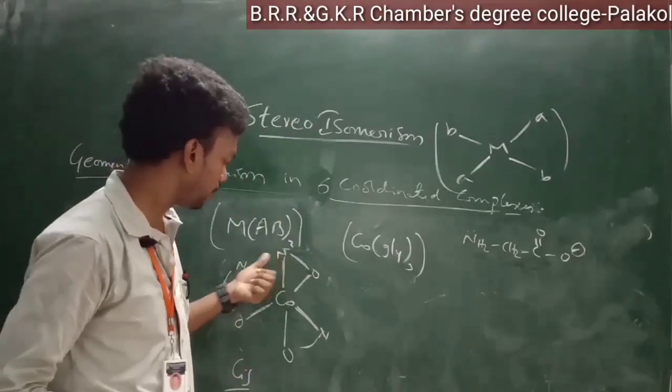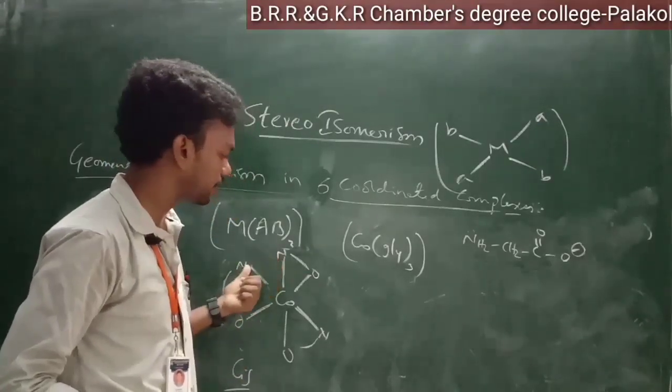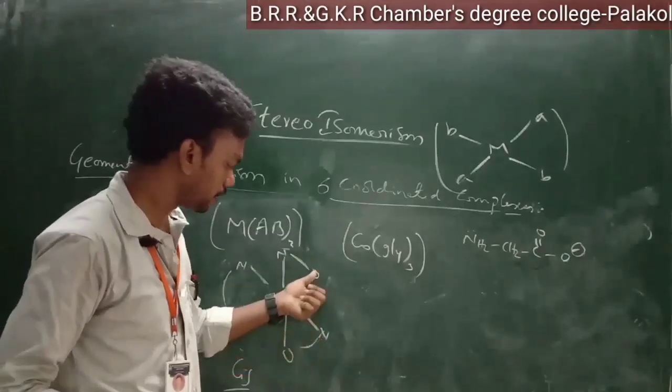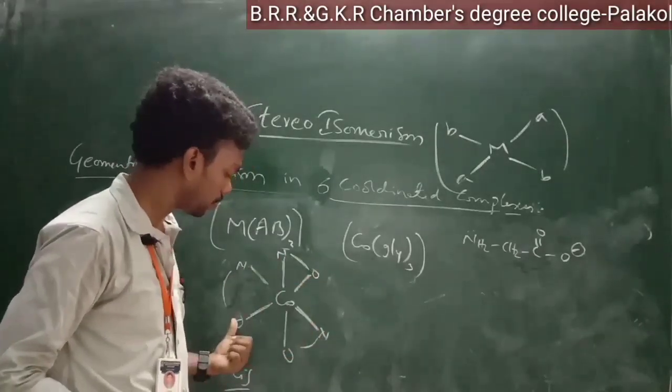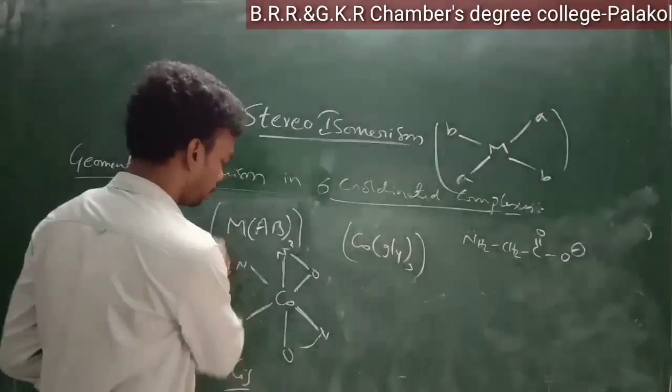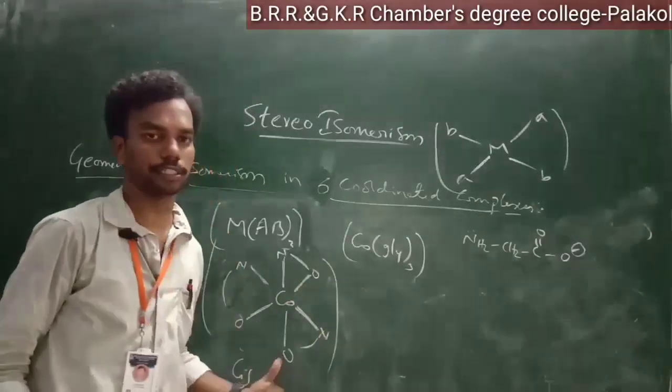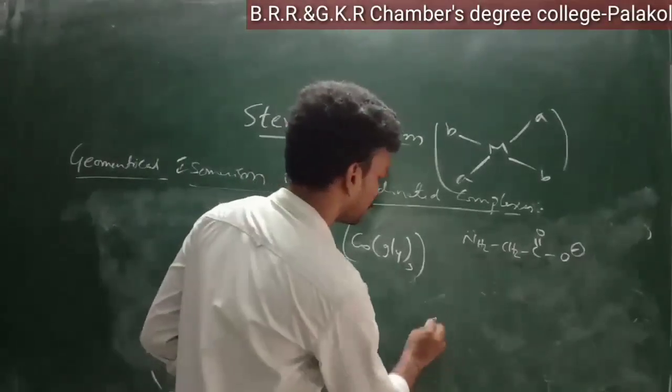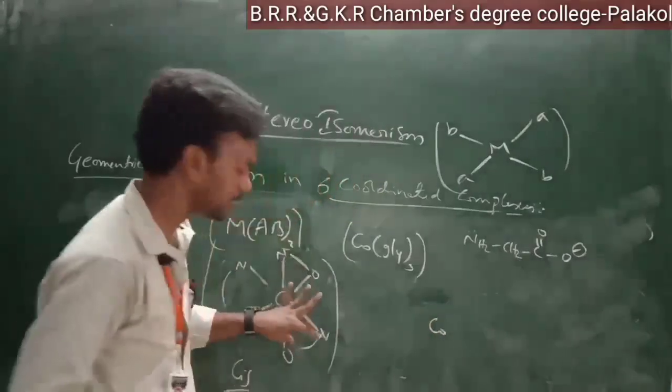This nitrogen and these two nitrogens are cis, these two nitrogens are also cis, and these two oxygens are also cis positions. So this complex is a cis isomer. If you want to see the trans isomer, just interchange these two ligands.